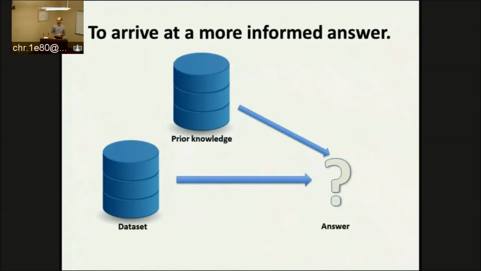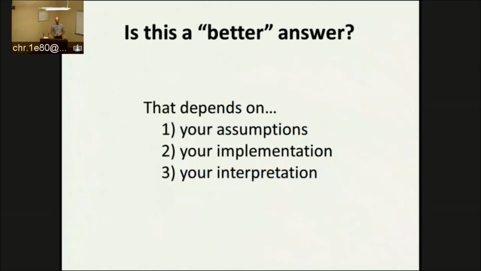But I can do a little bit better job of that if I bring in prior knowledge. So I know something about risk among MSM and HIV, and I know something about the amount of underreporting that I would believe to occur in this population. So I can bring that into my analysis and possibly arrive at a more informed answer. The question is, is this a better answer? And as with everything, it depends on assumptions. It depends on how you're implementing it and how you interpret it.